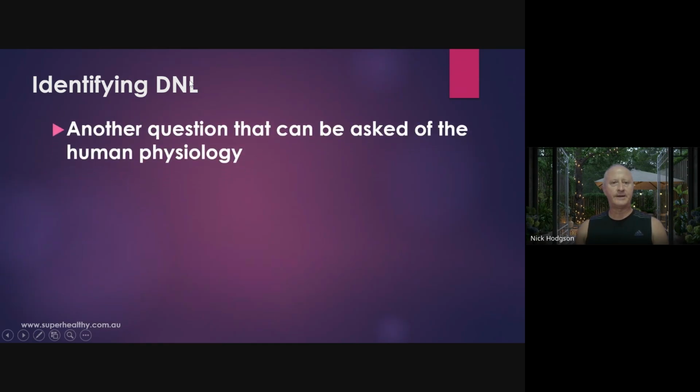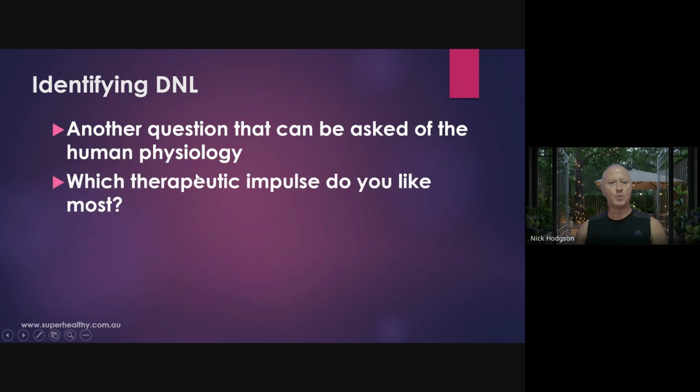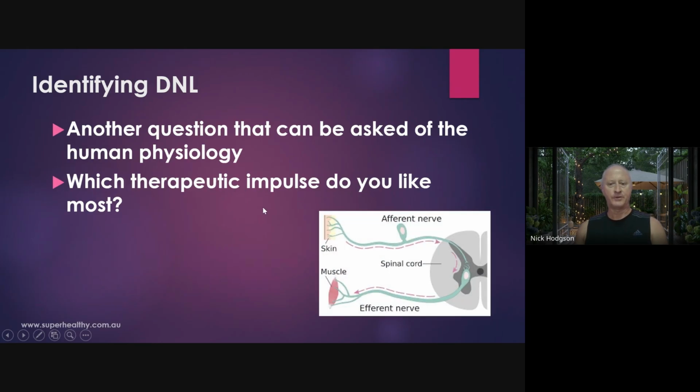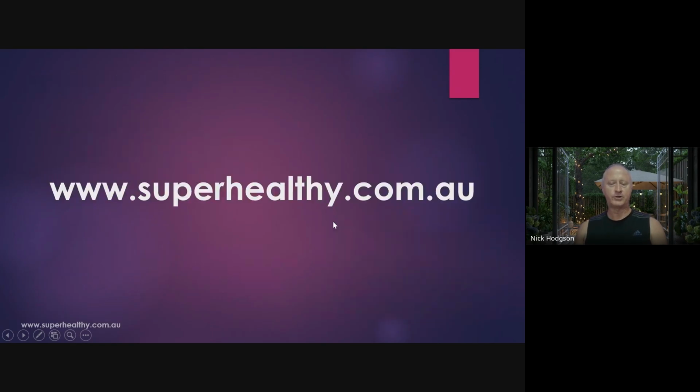In terms of identifying the dominant neurological layer, another question that can be asked of the human physiology is, which therapeutic impulse do you like the most? Once we've determined the level of adaptability, we can then apply a stimulus into the skin to create afferent pathways, which will result in efferent changes. And if we touch the dominant neurological layer, we're going to see increased adaptability. We'll be talking more about this in the next workshop.